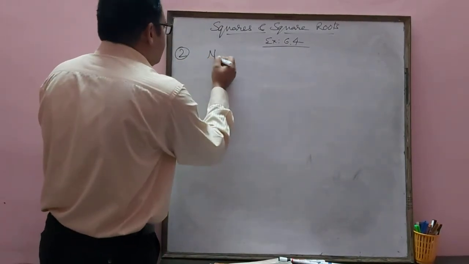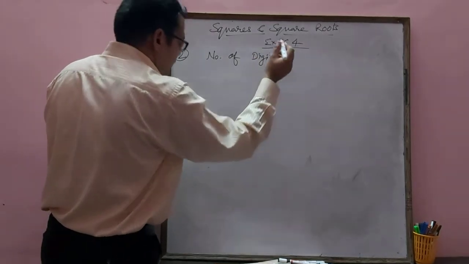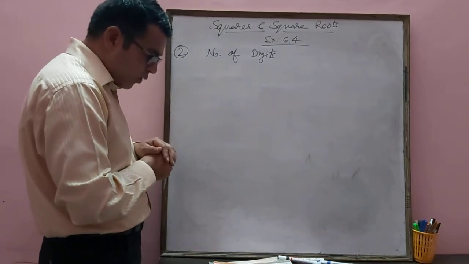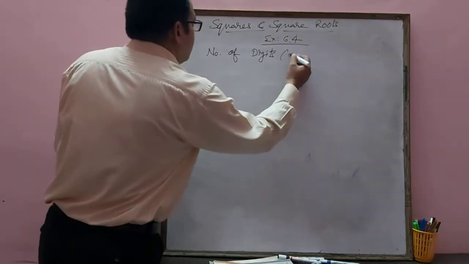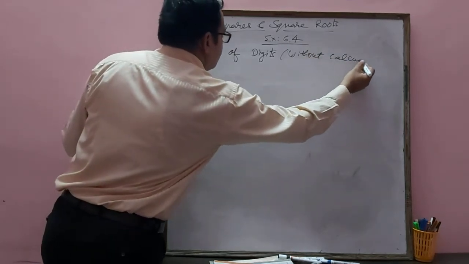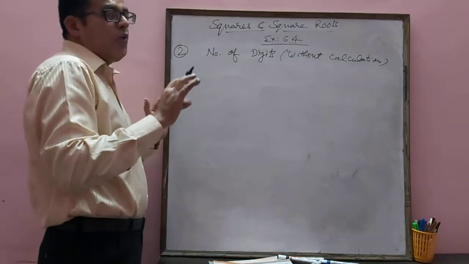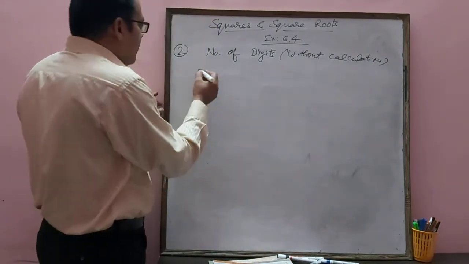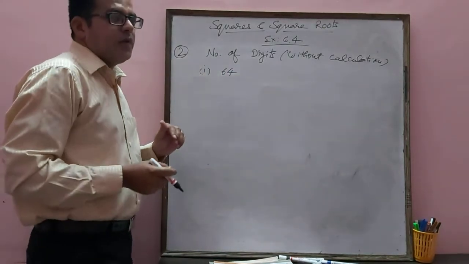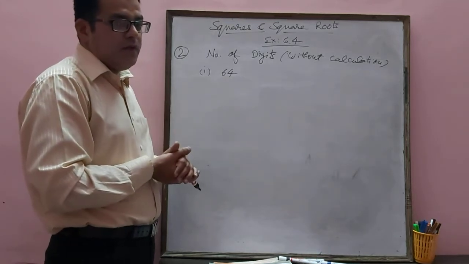This is a very interesting question: find the number of digits in the square root of each of the following numbers without any calculation. Without calculation means no need to find the square root. You just check how many digits are there in the square root of this 64.